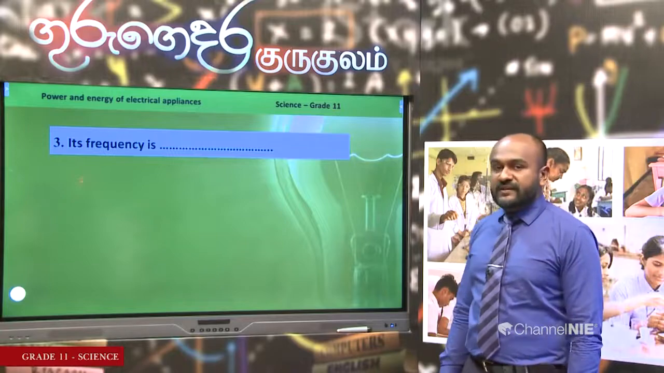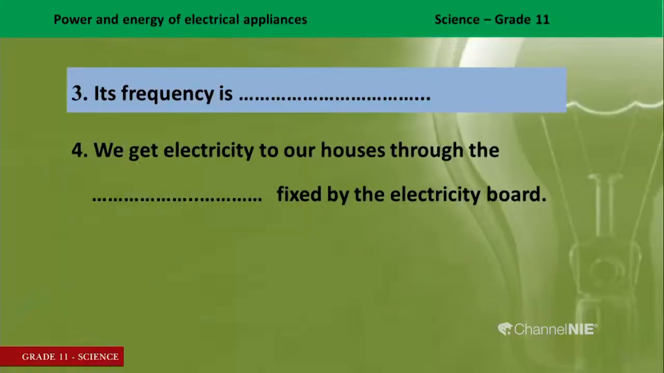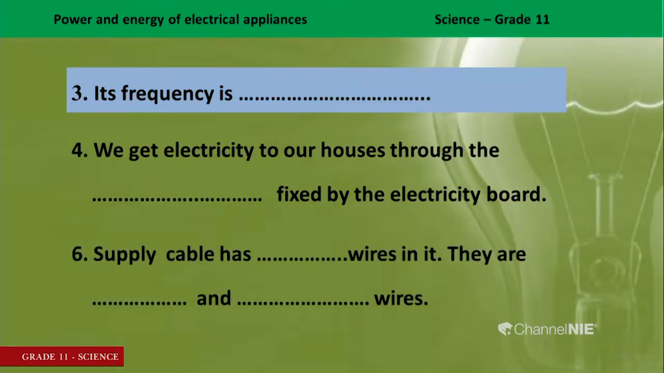Its frequency is blank. We get electricity to our houses through the blank fixed by the electricity board. Supply cable has blank wires in it. They are blank and blank wires. Shall we check the answers? I think time is enough for you.